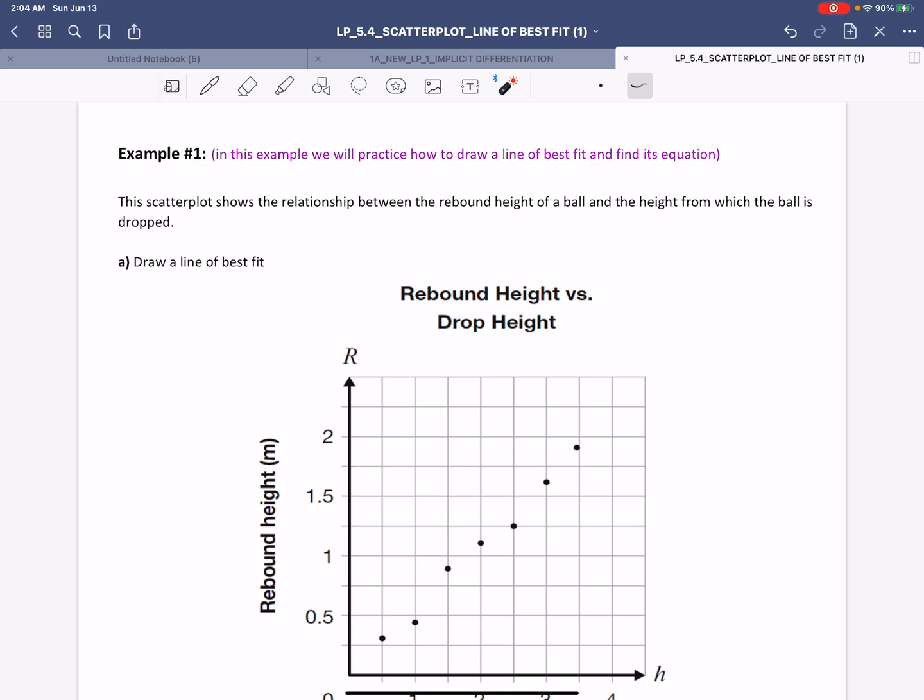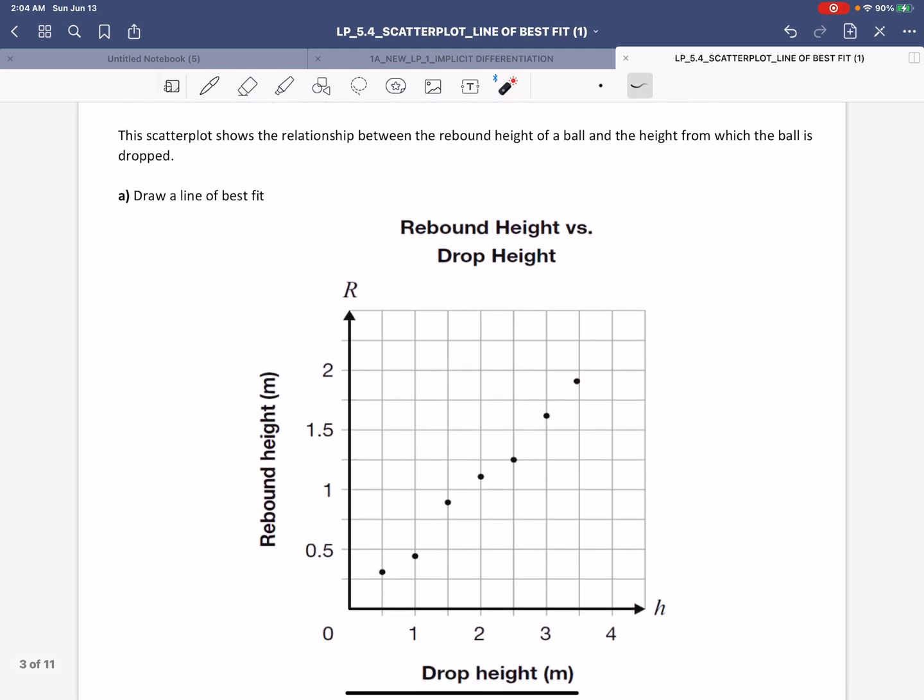In this example, we'll practice how to draw a line of best fit and find the equation in a scatter plot. Now, the scatter plot shown here describes the relationship between the rebound height versus drop height. So, rebound height goes on the vertical axis. It's always y versus drop height, which goes on the horizontal axis, so versus x. For rebound height, we have the variable r, so we have r versus variable h for the drop height, so versus h.